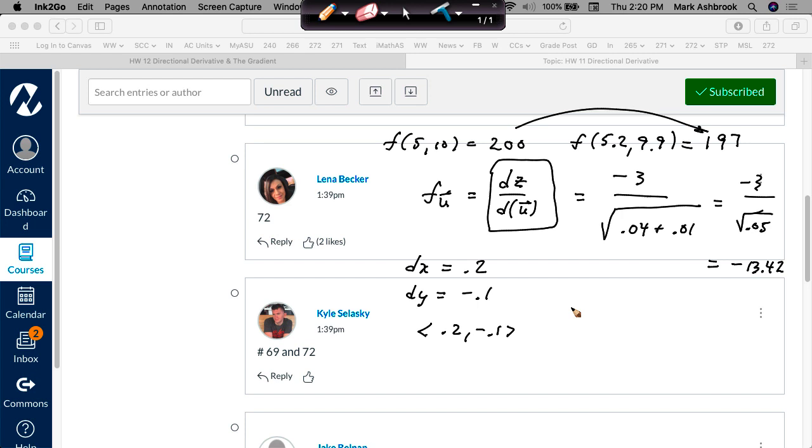And if it says approximate f of q at point q, that is distance 0.1 from 510 in the direction of 5.2, 9.9. Okay, so now we're at 510 and we're going in this direction still? So we're still going towards this one. Yeah. And how far are we going? 0.1. Multiply that.